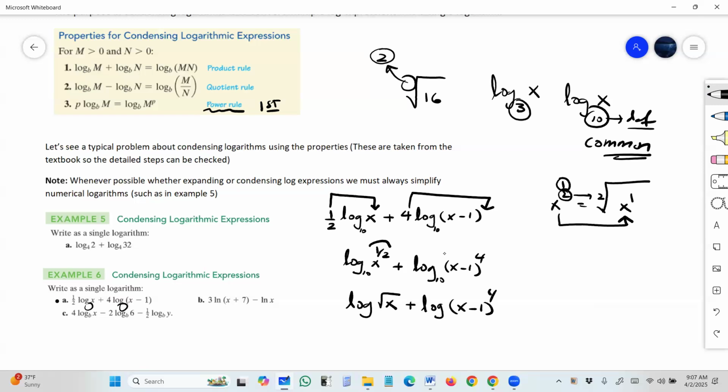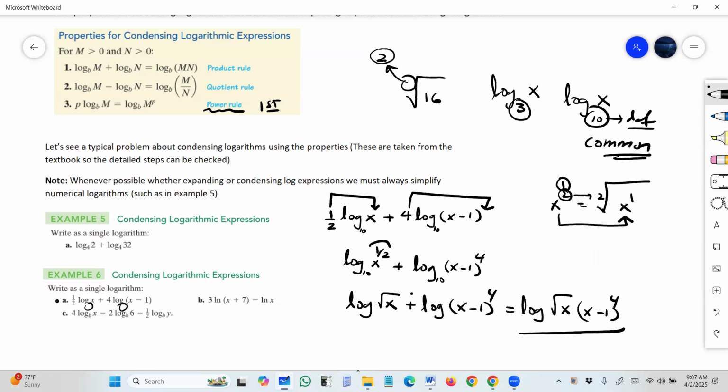Now finally, after I've done the power rule, I notice that I have an addition. So this is going to be the log of their product. Log base 10, radical x, times x minus 1 to the 4th. So this is my final answer for problem A.